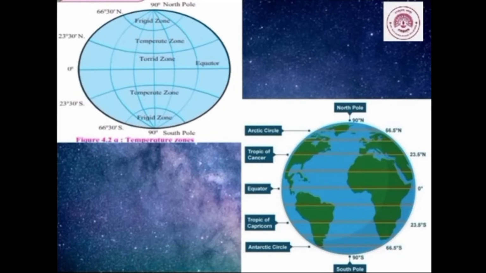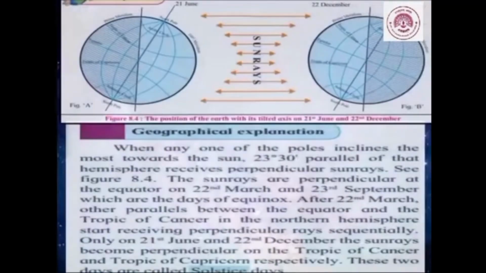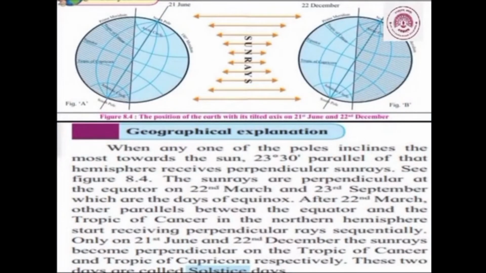Okay, now let's move further. Now when any one of the poles inclines the most towards the sun, the 23 degrees 30 minutes parallel of that hemisphere receives perpendicular sun rays. See figure 8.4. The sun rays are perpendicular at the equator on 22nd March and 23rd September, which are the days of equinox.